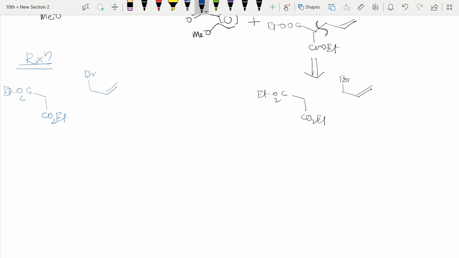In basic medium, if I do this, this proton will be taken by base OH minus, so this negative charge will be there, and it will be stabilized by two electron withdrawing groups, that is the ester groups, carbonyl esters, right? So I can directly write the negative charge here.